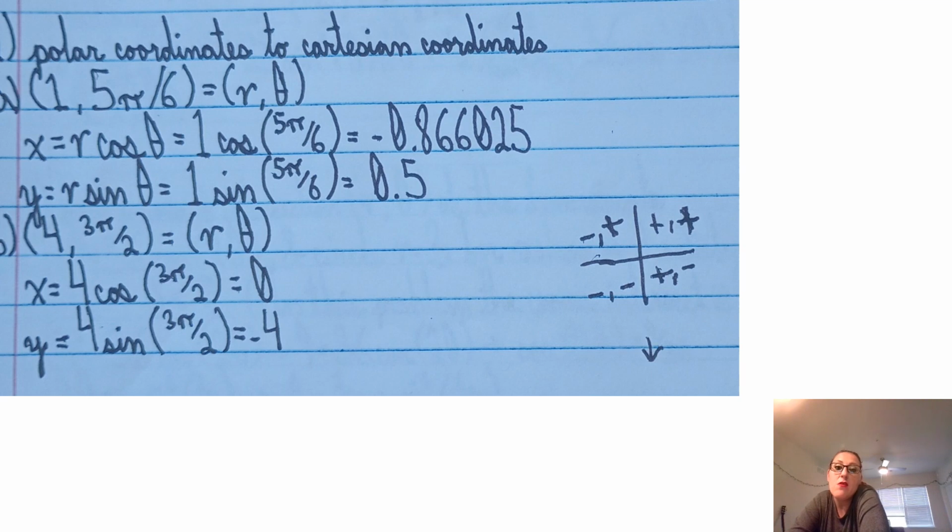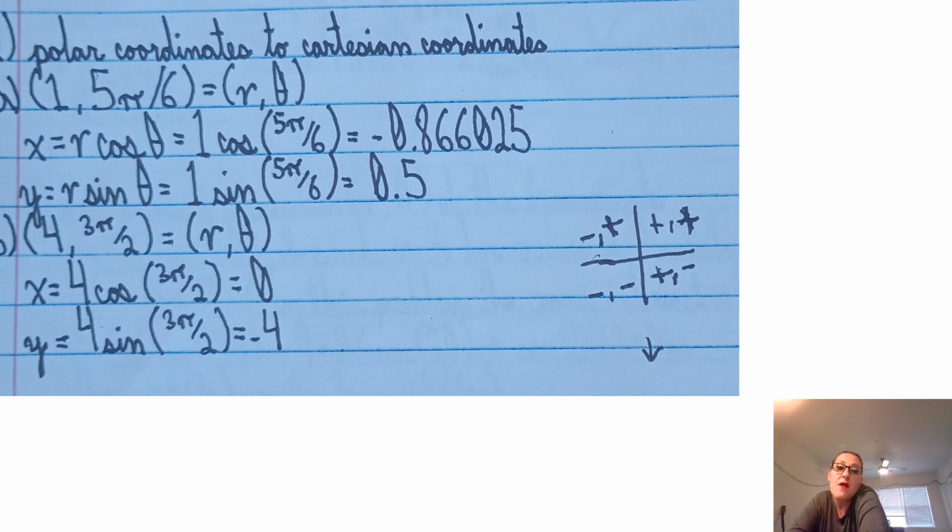Polar coordinates to Cartesian coordinates. (1, 5 pi over 6) equals (r, theta). x equals r cosine theta equals 1 cosine 5 pi over 6 equals negative 0.866025. y equals r sine theta equals 1 sine 5 pi over 6 equals 0.5.